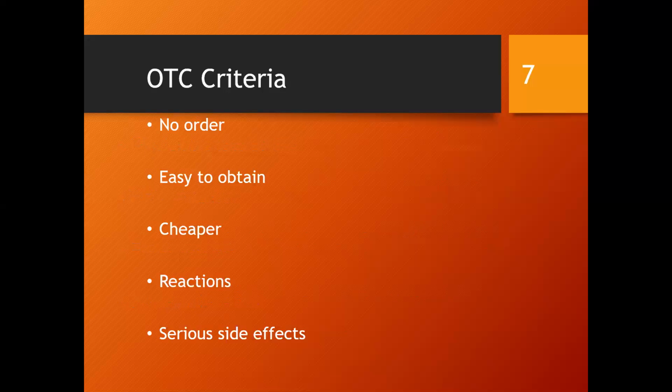Over-the-counter criteria. So over-the-counter medications, OTC, you don't need an order. You can walk into the store and buy it right off the shelf. You don't need a prescription for any of that. It's easy to obtain, obviously. It's usually cheaper.